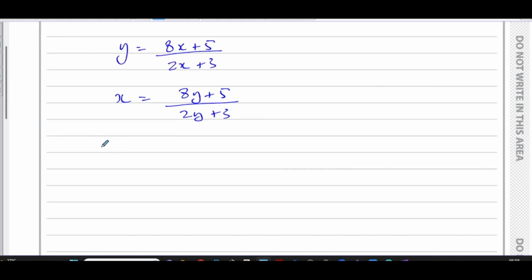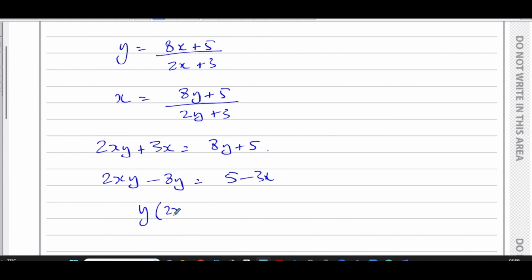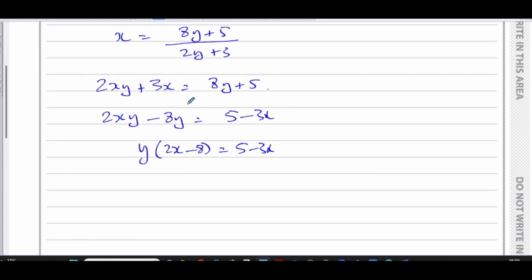So again, we'd cross multiply. So we'd have 2 times xy plus 3 times x equals 8y plus 5. Now we want to make y the subject, so we're going to subtract 8y from both sides and also subtract 3x from both sides. And then y you take out as a factor, so you have y times (2x minus 8) equals 5 minus 3x. And then you have y equals (5 minus 3x) over (2x minus 8). And that's your inverse function in terms of x. 5 minus 3x over 2x minus 8.